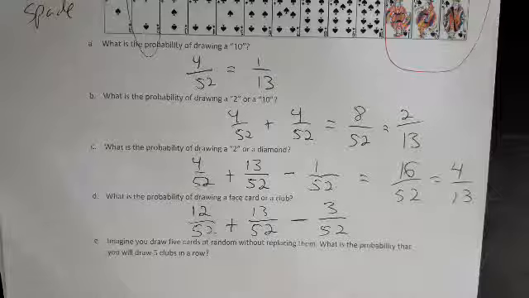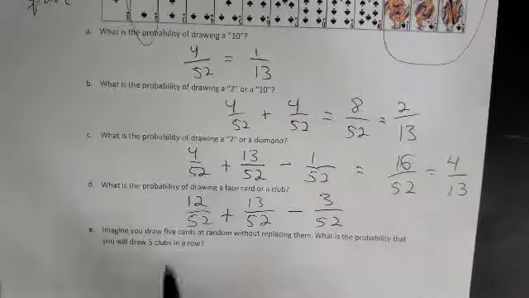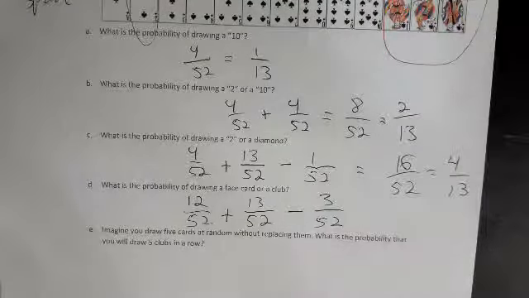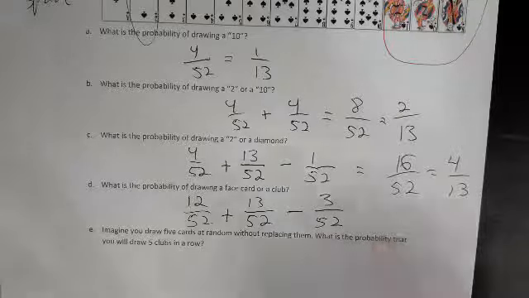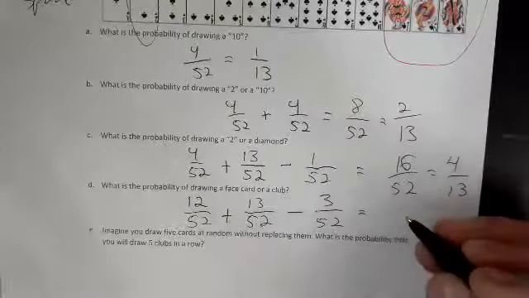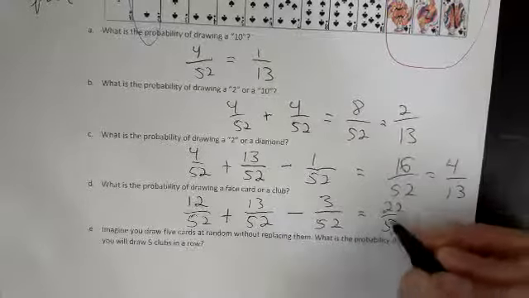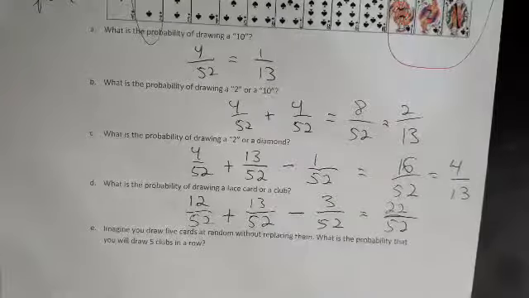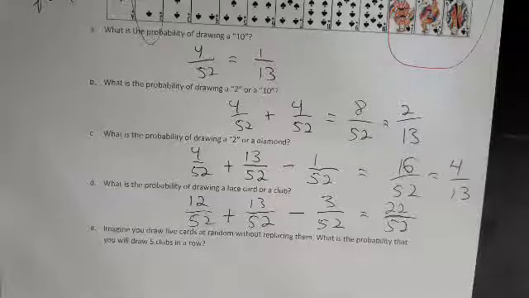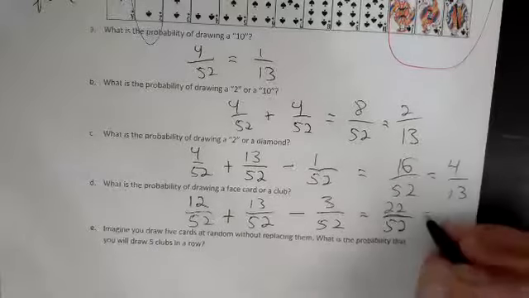So if we look at this, 12 and 13 gives me 25, and then I have to minus 3. Should be 22, right? 22. 12 plus 13 minus 3 is 22. 22 out of 52 is going to give me 11 out of 26.